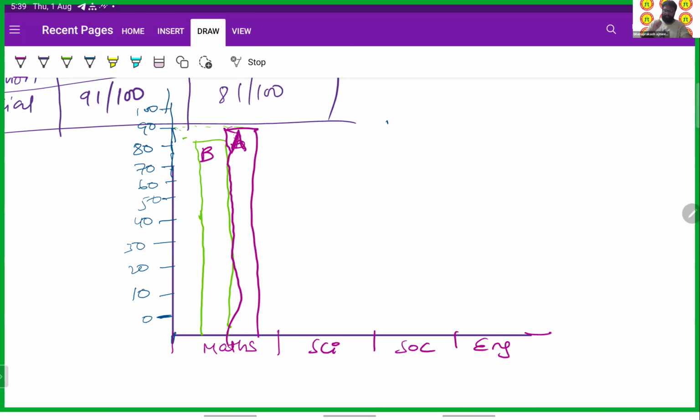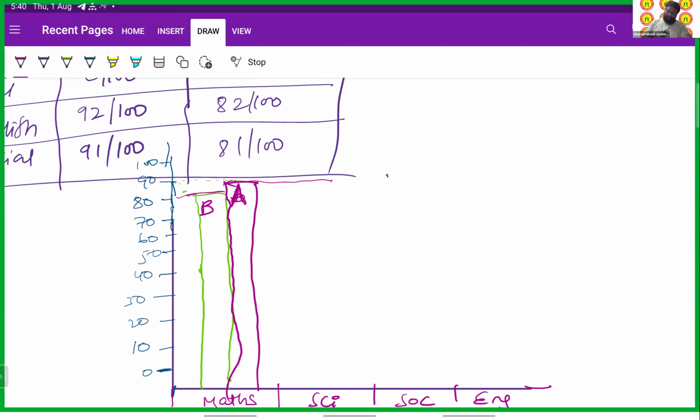So from this graph, you can easily say that, see this. Now we are coming to the conclusion. We are analyzing the data. If you consider from 0 to 100, A's graph is higher compared with B. So from this graph, we come to know that B got fewer marks than A, right? Yes, sir. So this is how you represent a bar graph.